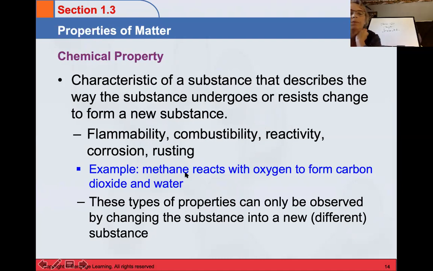If we want to determine if methane reacts with oxygen, well, the only way to determine that is to react some methane with oxygen. But once you do that, the methane gets turned into two products, carbon dioxide and water. So to determine if methane reacts with oxygen, you have to react it with oxygen. And now the methane that you were asking the question about has been turned into a new, completely different substance.